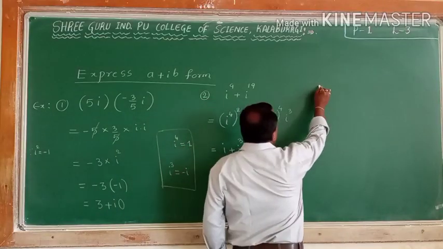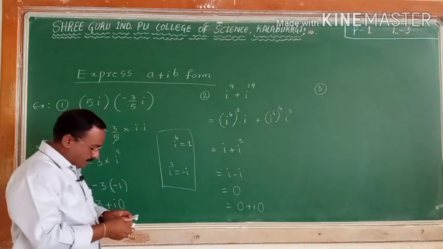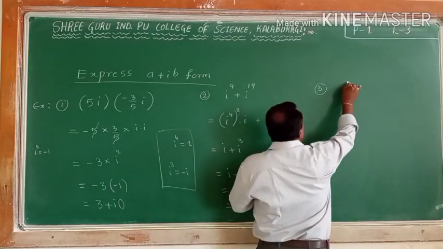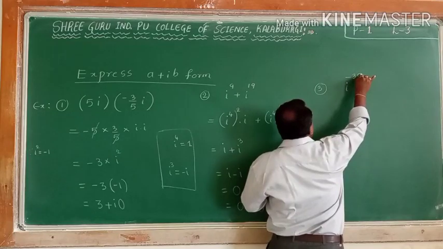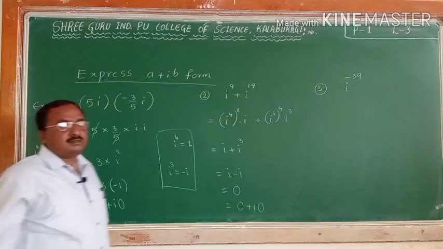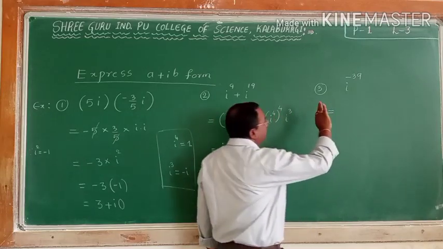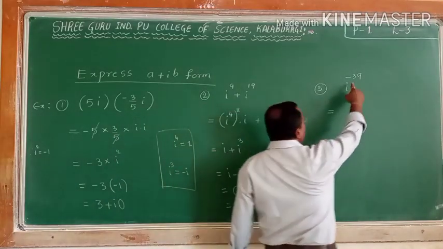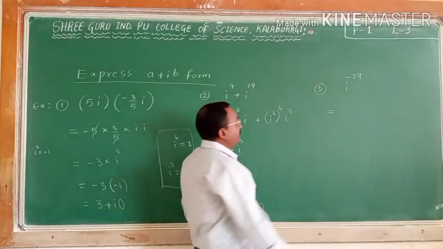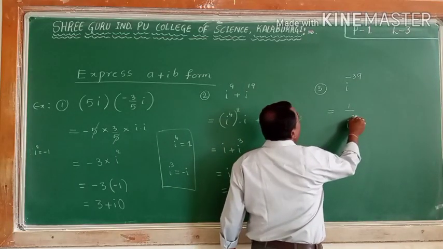Next, example number 3: i power minus 39, express in a plus ib form. We already solved this one in a previous class. This can be written by making the negative integer positive by the law of indices, that is 1 by i power plus 39.